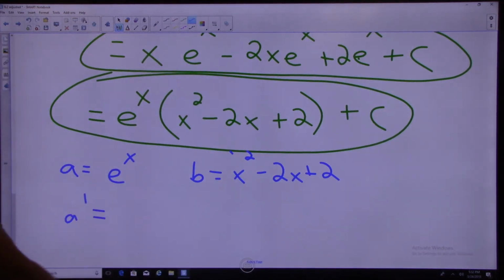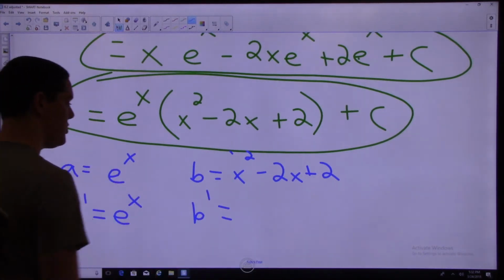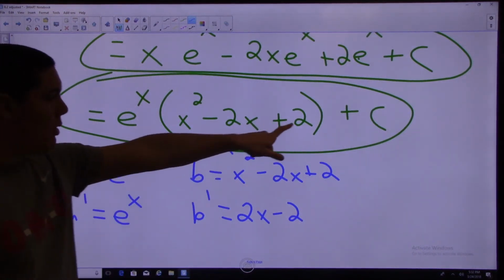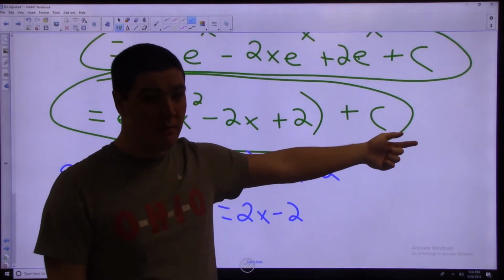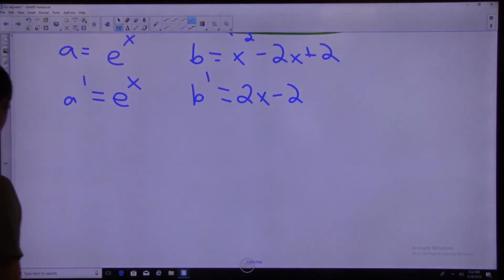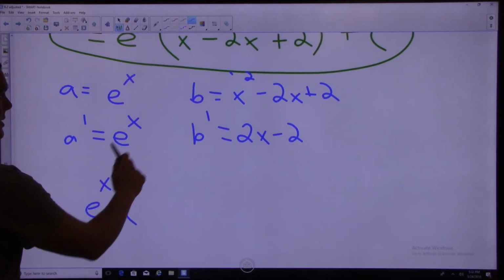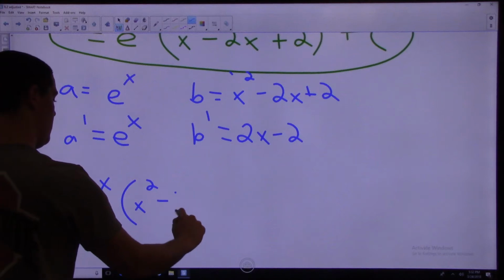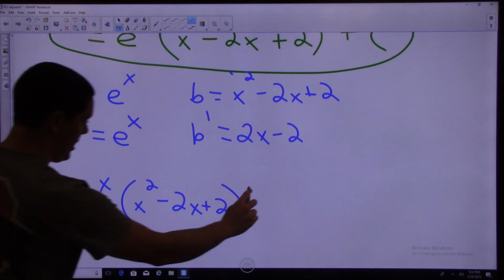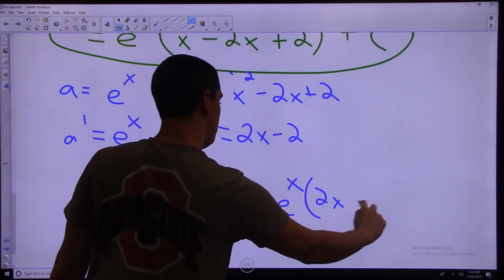All right, so what would A prime be? You guessed it, e to the x. B prime, everybody should know that, is going to be 2x minus 2. And just know, I'm not forgetting about my plus c, I just know when I take the derivative of it, it gives me 0, so I don't really have to worry about that too much. So it's just use product rule. A prime b, which is going to be e to the x, times that whole stuff, plus b prime a, which is going to be e to the x times 2x minus 2.